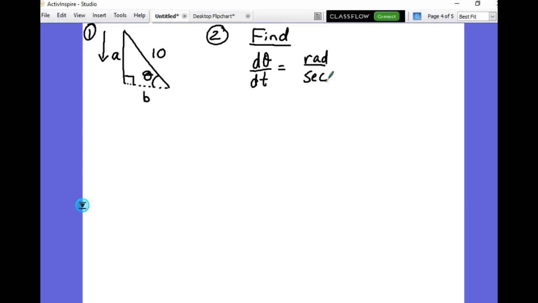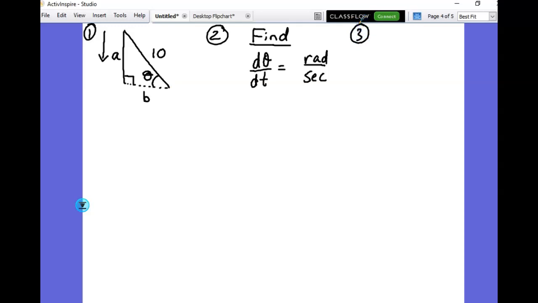Would we expect this to come out to be positive or negative? It's going to be negative. Now let me tell you why. The ladder is sliding down the wall. As this ladder slides down the wall, what happens to that angle? It approaches zero. It's getting smaller and smaller, so it's going to end up being a negative measurement. Okay? Step three, let's identify the rate that they gave us.